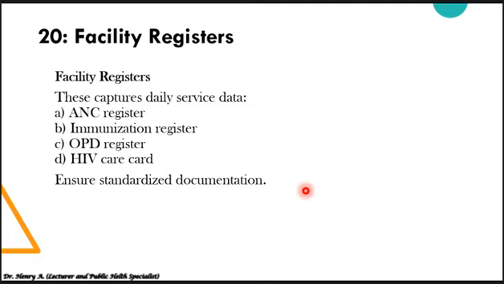Next, we'll look at facility registers. These facility registers capture daily service data. For example, the ANC register, the immunization register, the OPD (outpatient department) register, and the HIV care card. All of these ensure standardized documentation. Very, very important.